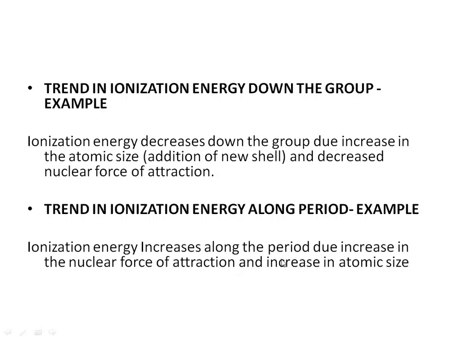In the exam, if asked to define ionization enthalpy, or how it varies along the period and group, you should write: ionization energy is the amount of energy required to remove the electrons from the outermost shell of an isolated gaseous atom. If asked how it varies: down the group ionization enthalpy goes on decreasing due to increase in atomic size and decrease in nuclear force of attraction. Along the period ionization energy goes on increasing due to decrease in atomic size and increase in nuclear force of attraction. It is an important 3 marks question; either atomic radius or ionization energy can be asked.